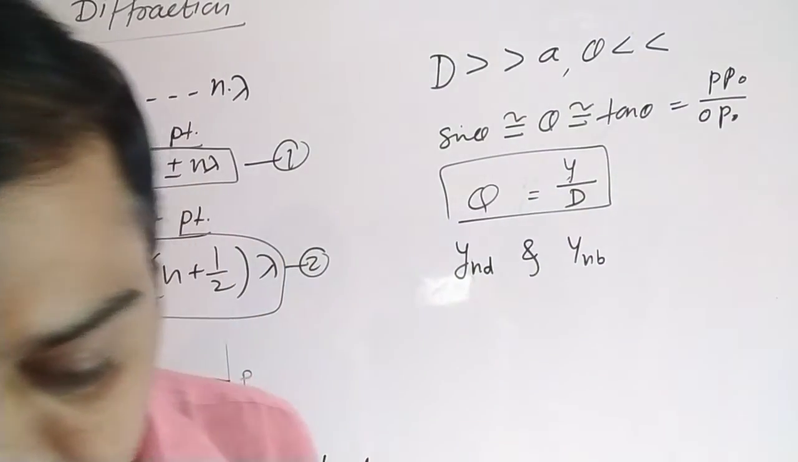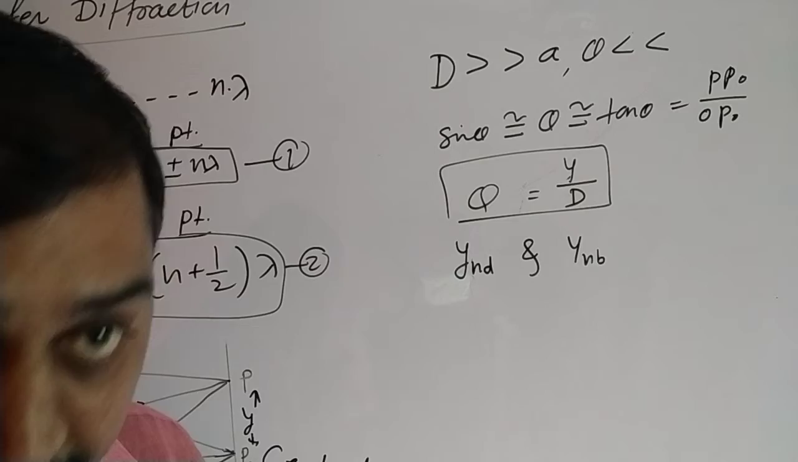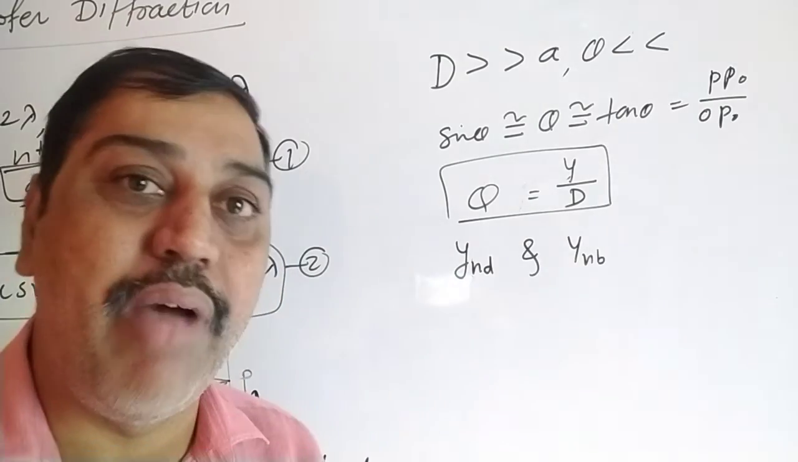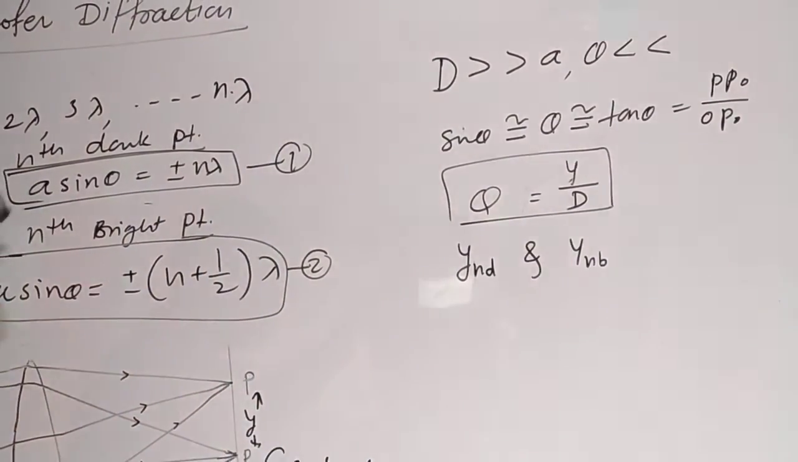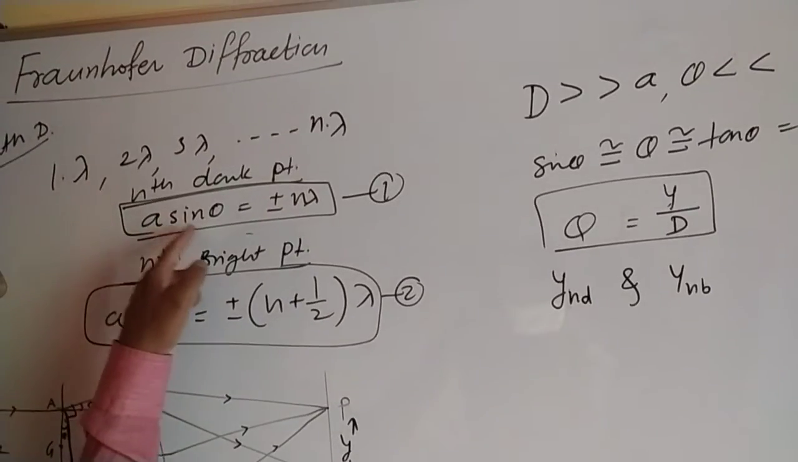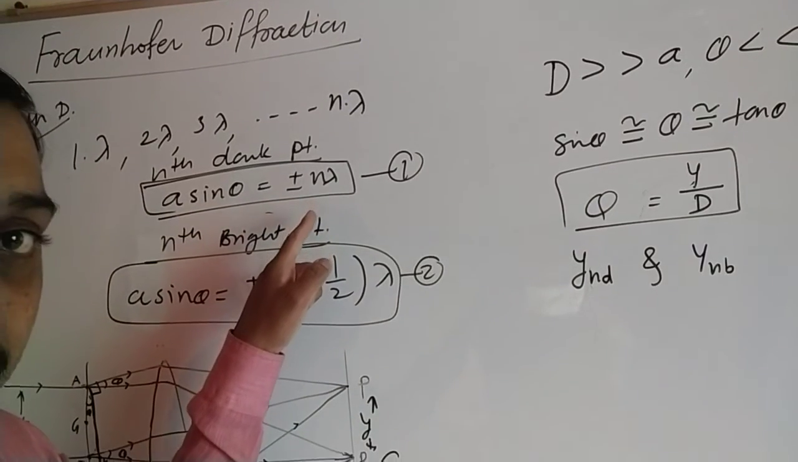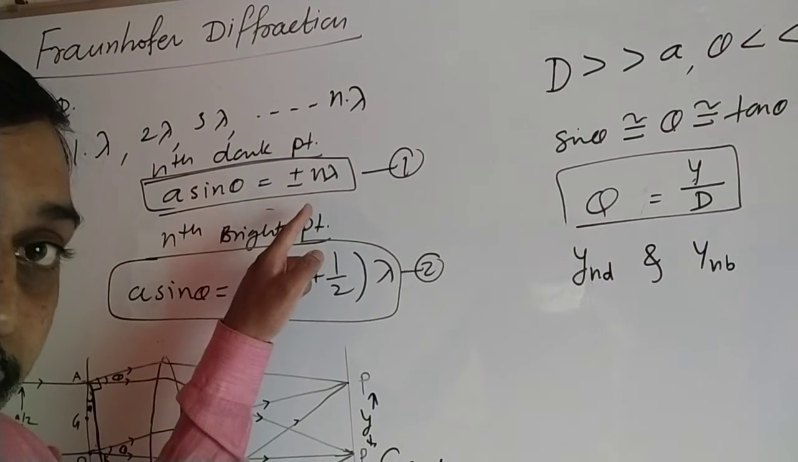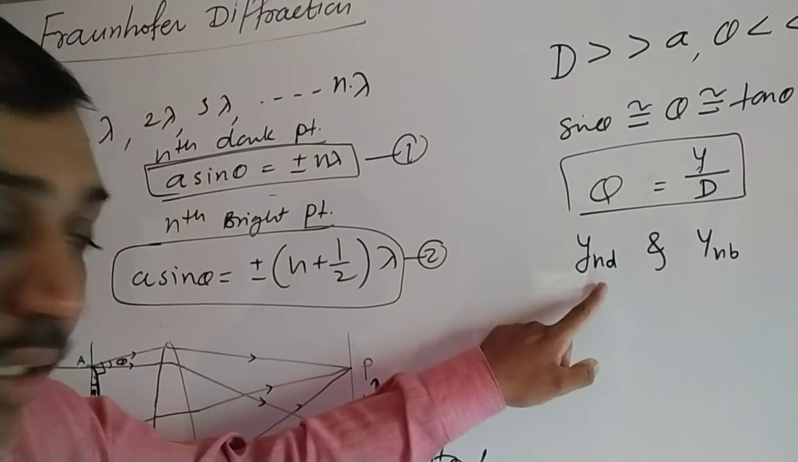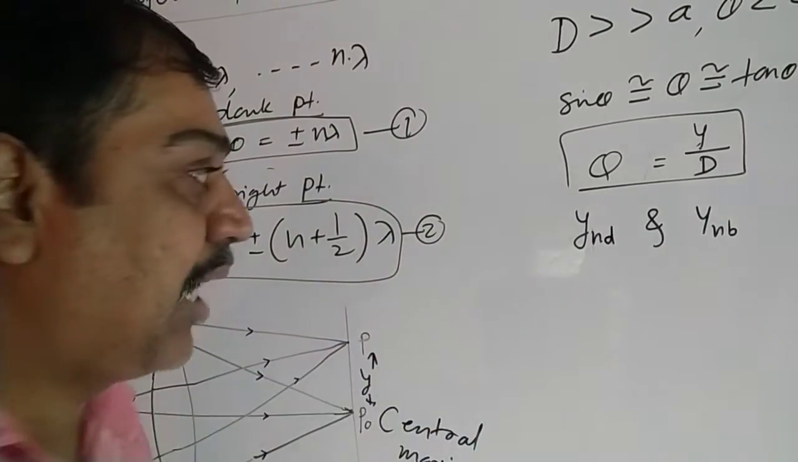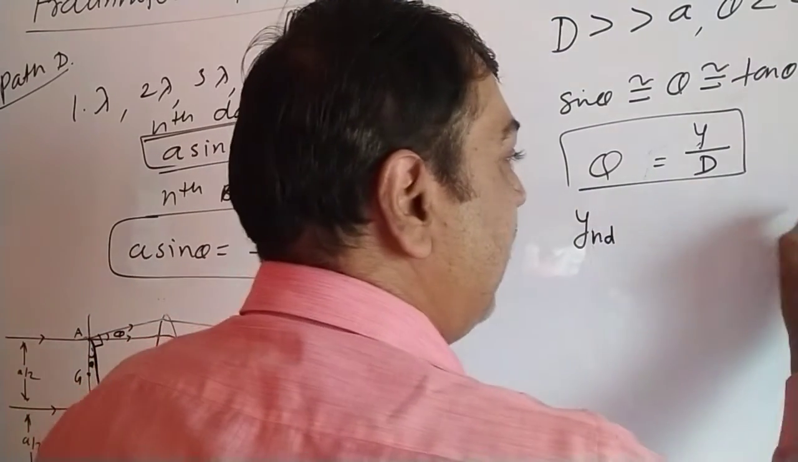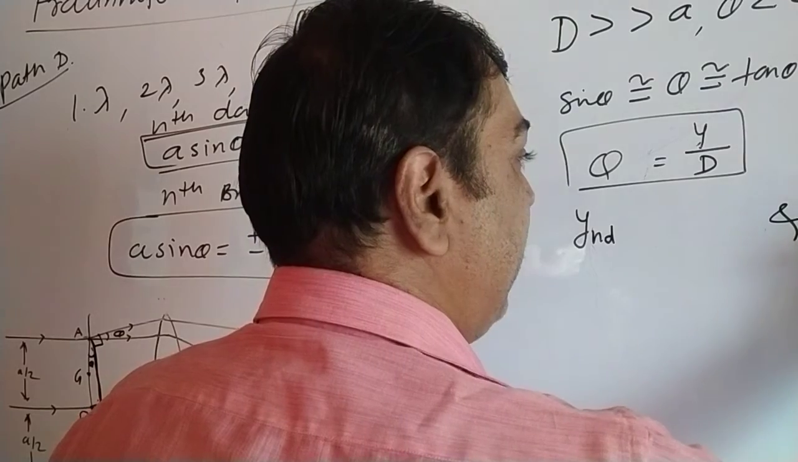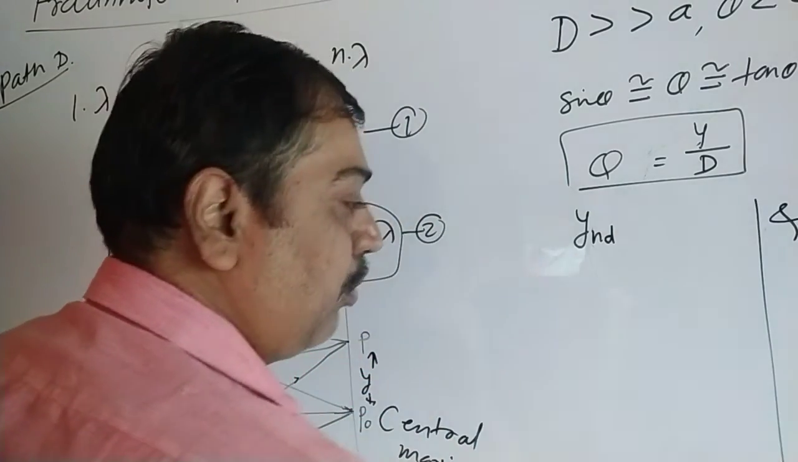And that we have considered and we have written here the values. But we know the values of that are nothing but what? Values as we have learned here, just conditions we have done: a sin theta equal to plus minus m lambda, but theta is very small, so a theta equal to n lambda. Condition for dark point. So we can write here, I will make two columns, y and b, bright and dark.